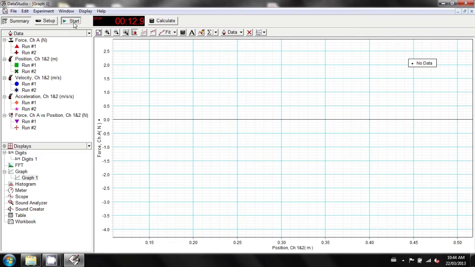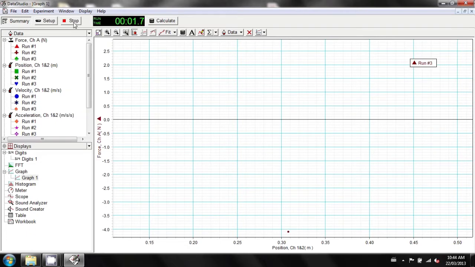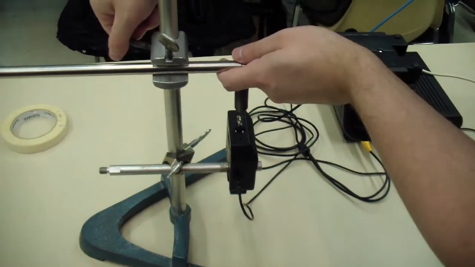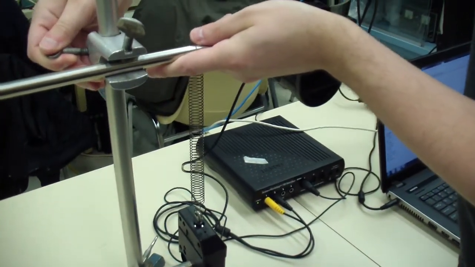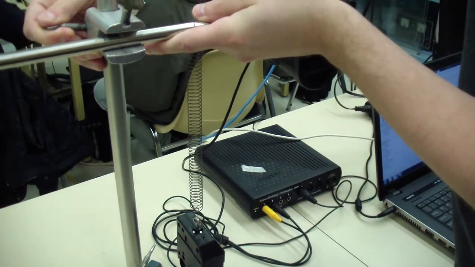In Data Studio, create a force versus position graph and press start. Press the tare button on the force sensor, loosen the upper bar, and pull it upwards, stretching the spring. This should result in a linear graph with slope k.